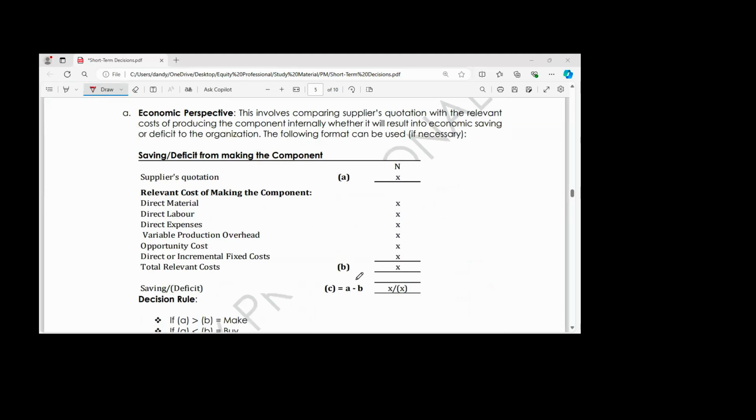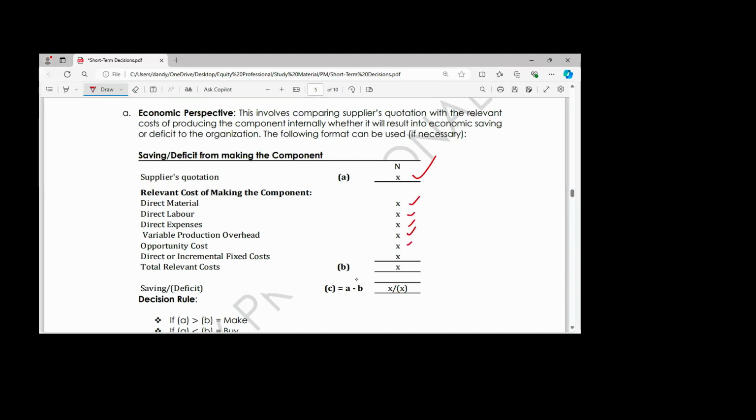The only difference is that you go to the question and pick the supplier's quotation. Supplier's quotation will always be given to you. If your examiner does not call it supplier's quotation, they can call it buying price. That is the amount you are going to buy it for in the market. That's the buying price, so that's the supplier's quotation. Then you compare it with the relevant cost of making the component: your direct material, the direct labor, the direct expenses, the variable overhead, and if there's any opportunity cost.